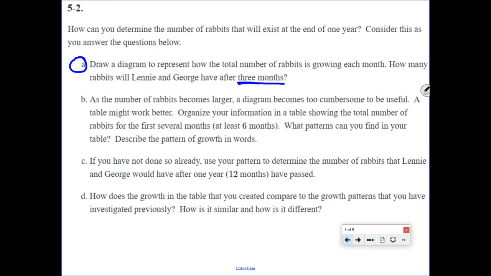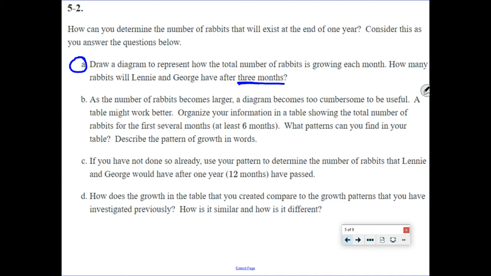So let's look at letter B. As the number of rabbits becomes larger, a diagram becomes too cumbersome. Cumbersome means extreme, like really heavy, really burdensome, like just really too obnoxious to try to do, to be useful. A table might work better. So organize your information in a table showing the total number of rabbits for the first several months, at least 6 months. What patterns can you find in the table? Describe the pattern of growth in words.